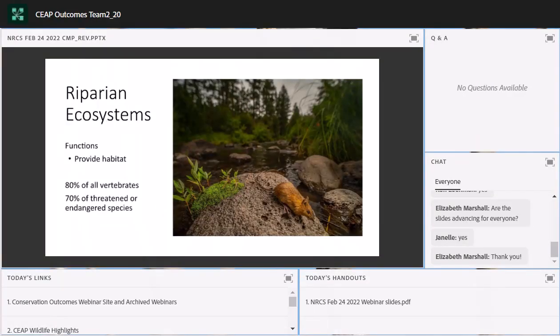Another important function of riparian areas is wildlife habitat. 80% of all vertebrates and 70% of threatened or endangered species rely on or spend some portion of their life cycle in these riparian areas. And this is the New Mexico meadow jumping mouse, an endangered species perched on a rock in a riparian area.